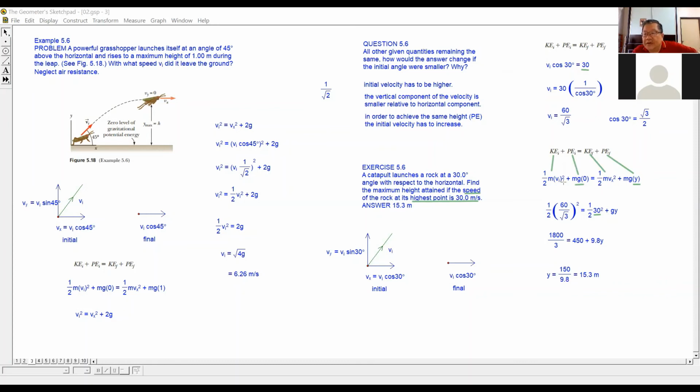Okay, so substituting the vi with 60 over root 3, we have found out here 60 over root 3, and the horizontal component only is 30, and the y is what we don't know, so we put gy. The mass will cancel off. So simplifying all this, the square of this is 3600. 3600 divided by 2 is 1800. Root 3 square is 3. This one is 900 divided by 2, 450. G is 9.8. So solving this equation, we know the maximum height is 15.3 meters.